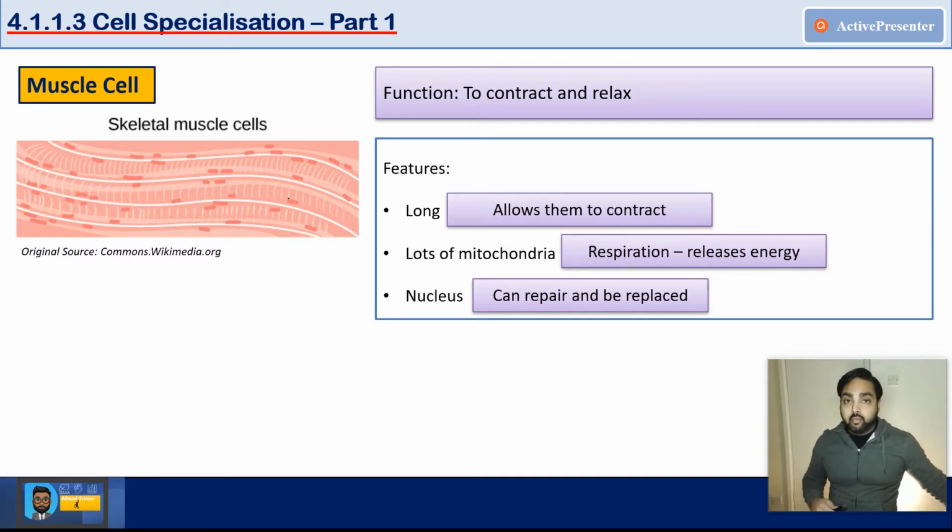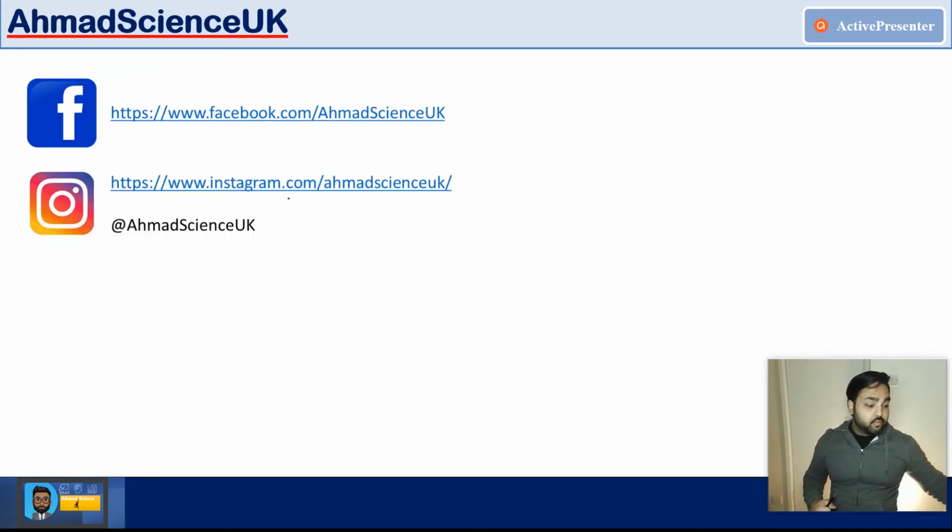Okay, so boys and girls, that's a very quick overview of the 3 types of cells that you need to know, their functions and their features. Hopefully that makes sense.